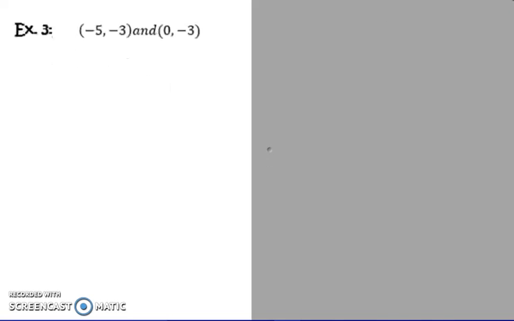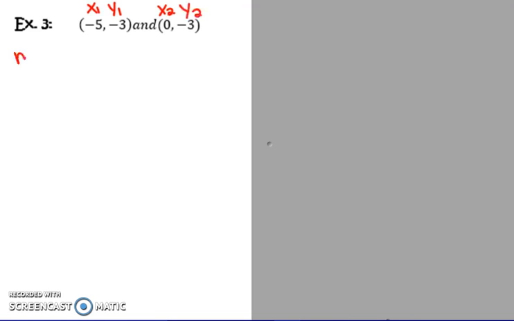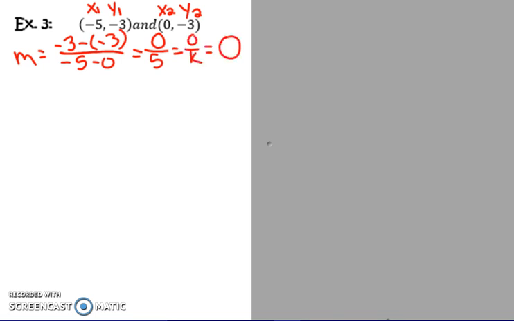Now, example 3. Again, we're still starting the exact same way. Find your slope. So I'm going to take negative 3 minus negative 3 and negative 5 minus 0. Well, that gives me 0 over 5, which is okay to have, so I have a slope of 0.